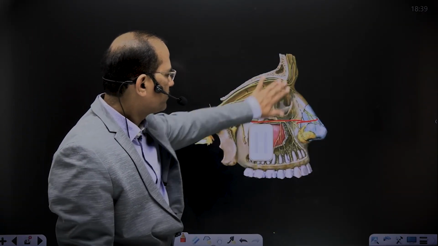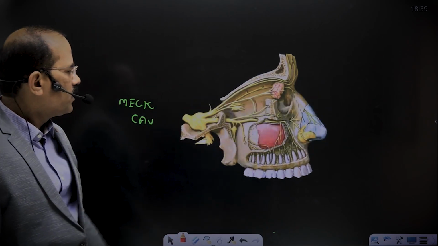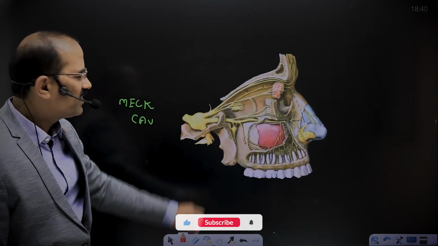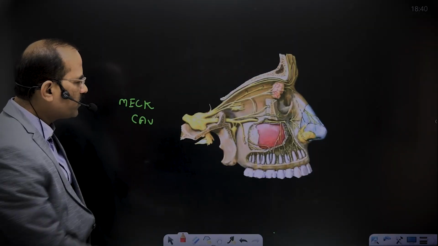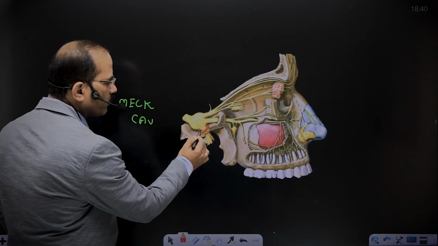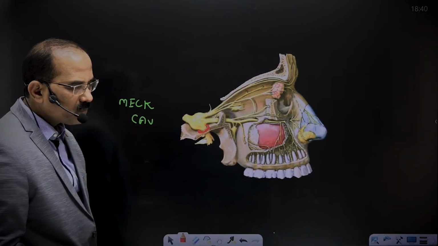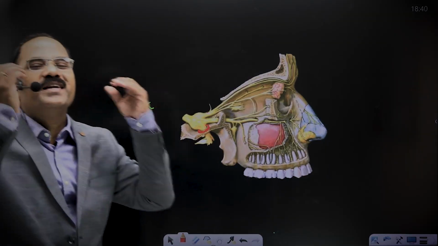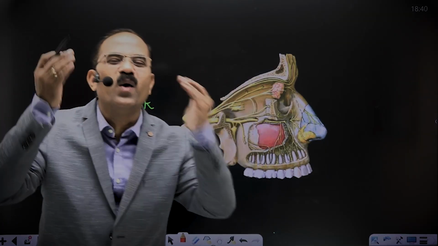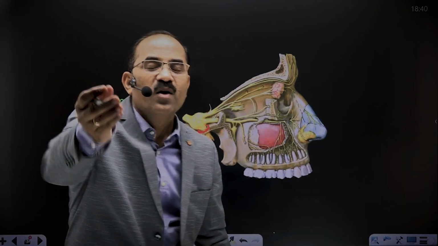Perfect. Okay. So ophthalmic, maxillary, and who's this? Our mandibular nerve. The mandibular nerve will leave the skull through the foramen ovale. Okay, the mandibular nerve leaves the skull through the foramen ovale. And where is the mandibular nerve now? Can anyone tell me? Yes, students, where is the mandibular nerve?